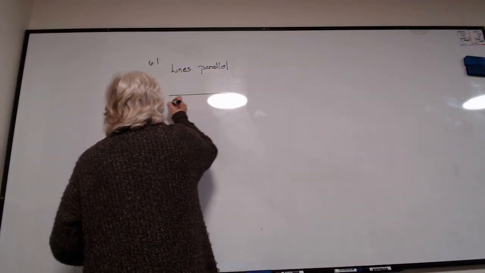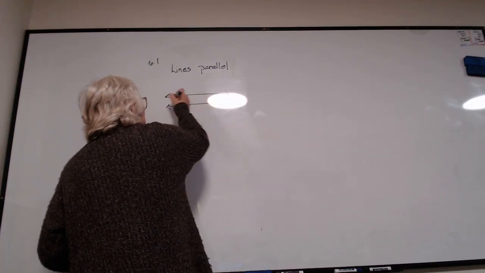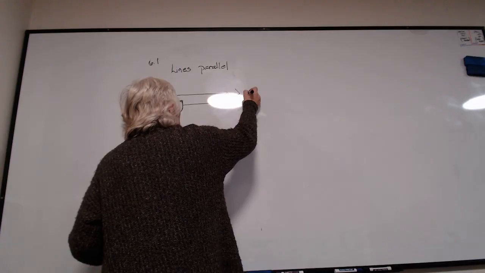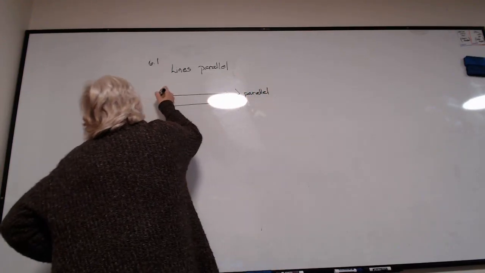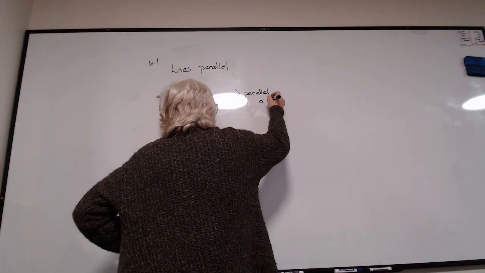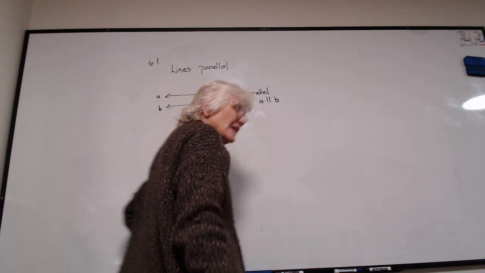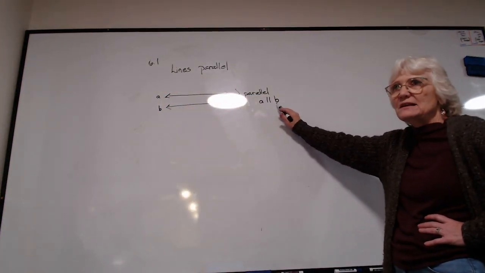From that, we are going to make some definitions. Okay, here are my two parallel lines. Oh, by the way, if I call this A and this B, a way of writing that is A is parallel to B. That is the symbol, A is parallel to B.